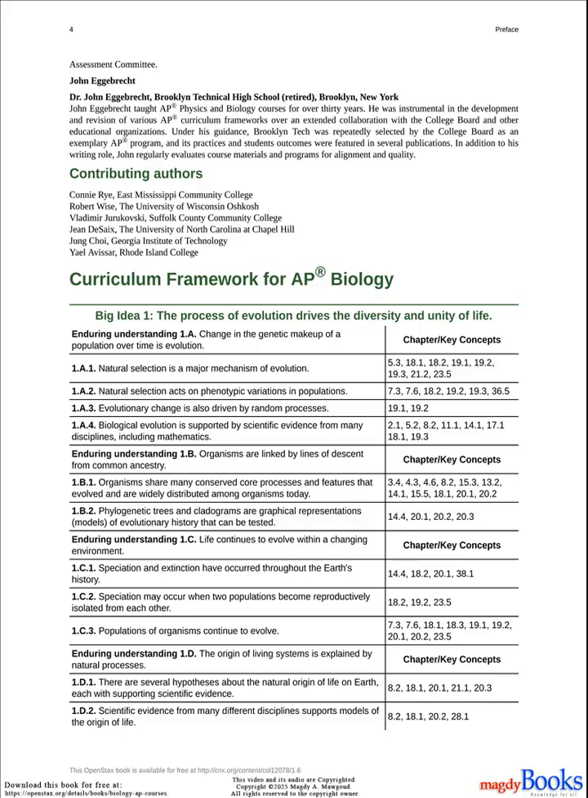Contributing authors. Connie Rye, East Mississippi Community College. Robert Wise, the University of Wisconsin-Oshkosh. Vladimir Jurukovski, Suffolk County Community College. Jean Desai, the University of North Carolina at Chapel Hill. Young Choi, Georgia Institute of Technology. Yael Avissar, Rhode Island College.